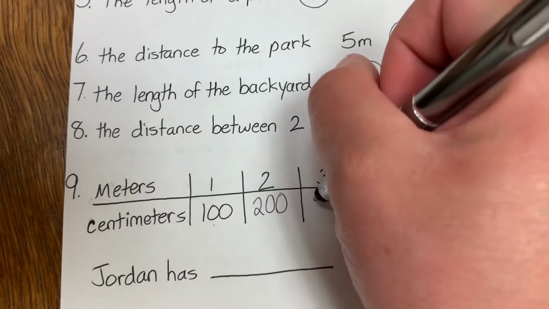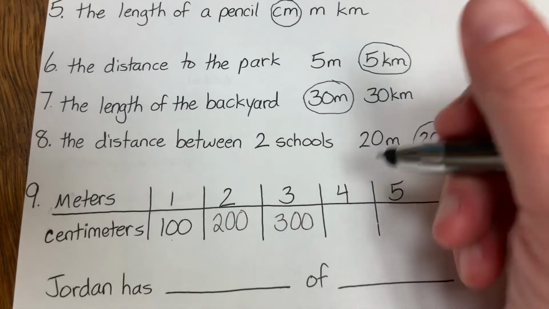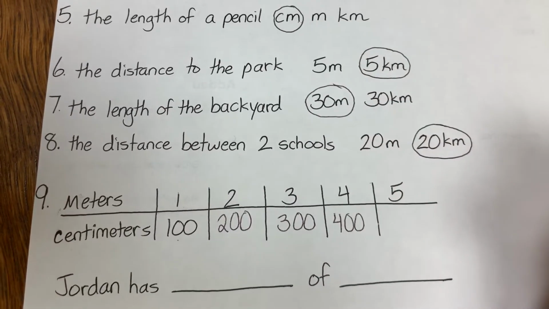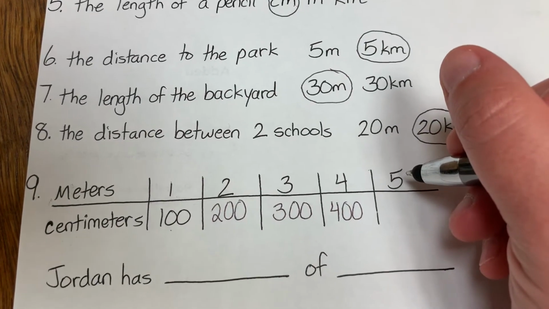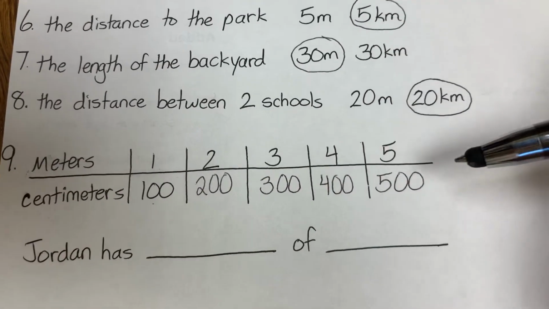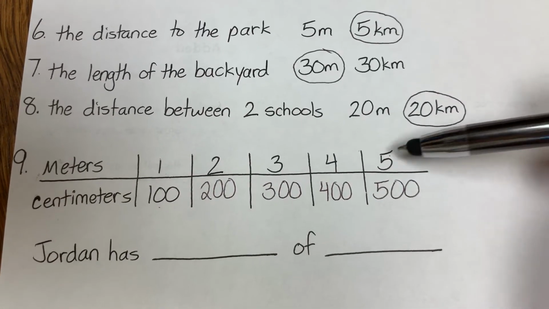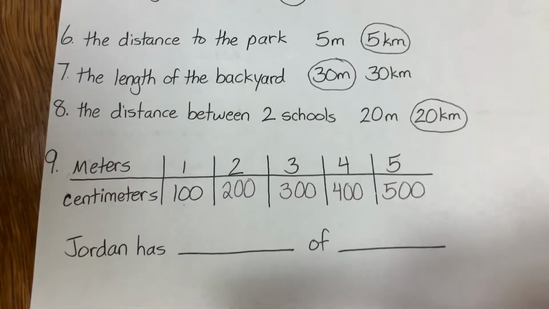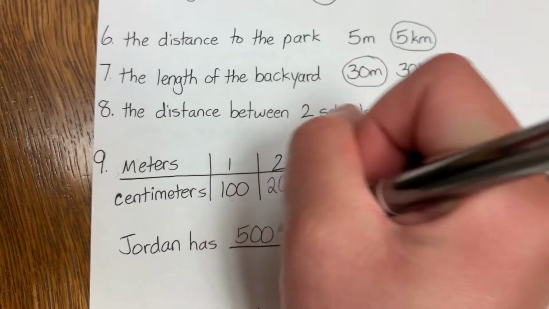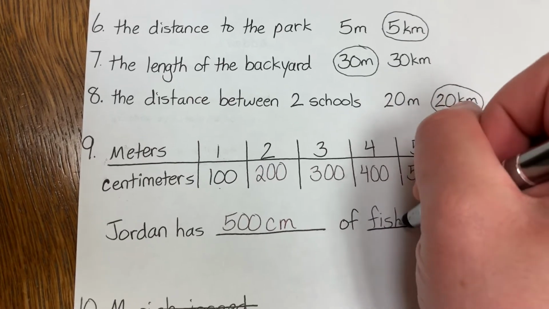3 meters is the same as 300 centimeters because 3 times 100 is 300. 4 times 100 is 400. 4 meters is 400 centimeters. And 5 meters is the same as 500 centimeters. Okay, and it makes sense because centimeters are smaller, so it would take more of them to equal the meter. Okay, and then it says Jordan has 500 centimeters of fishing line.